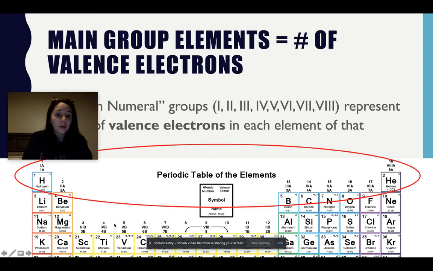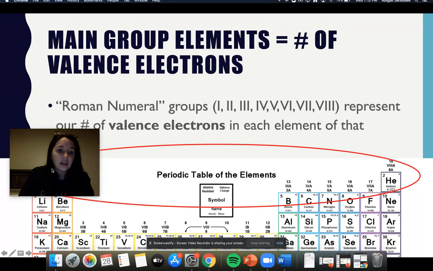We don't worry about the transition metals, so we go here where this one has 3. Group 14 has 4, group 15 has 5, group 16 has 6, 17 has 7, and our noble gases have 8. Helium being the exception with 2 valence electrons, but it's considered full, hence why it's there.